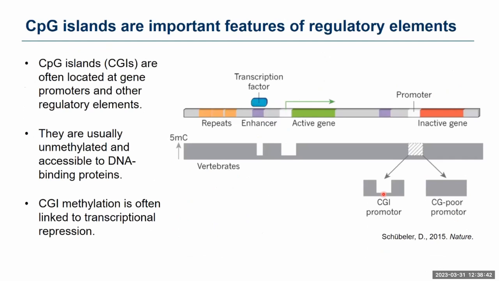So all the results that I've presented so far have been related to CpG sites, but there are also regions of the genome called CpG islands that have an enriched frequency of CpG sites. And these are often located at gene promoters and other regulatory elements. So as shown in this figure, they're usually unmethylated and accessible to DNA binding proteins to allow transcription to occur. And their methylation is often linked to transcriptional repression.